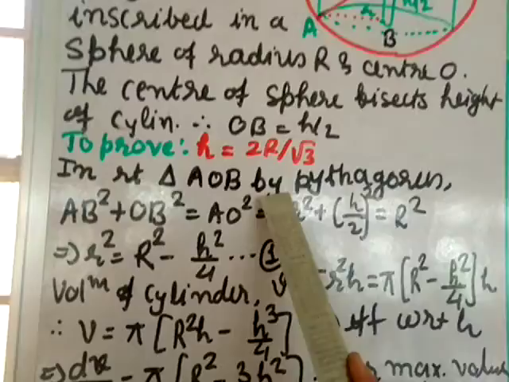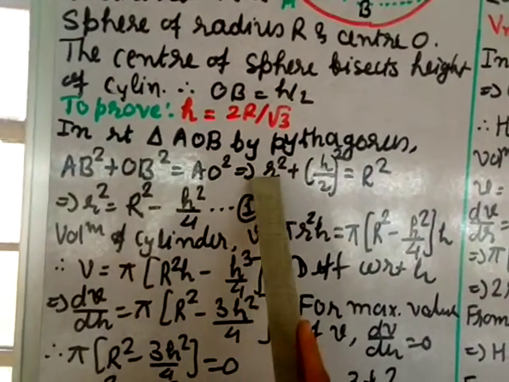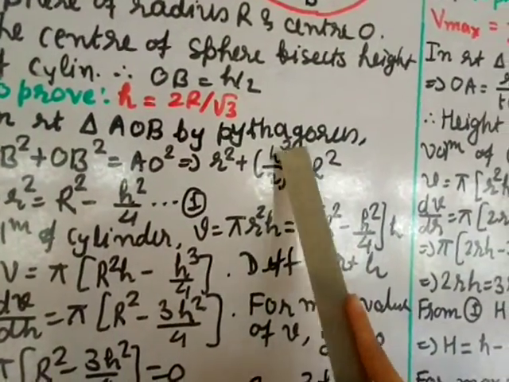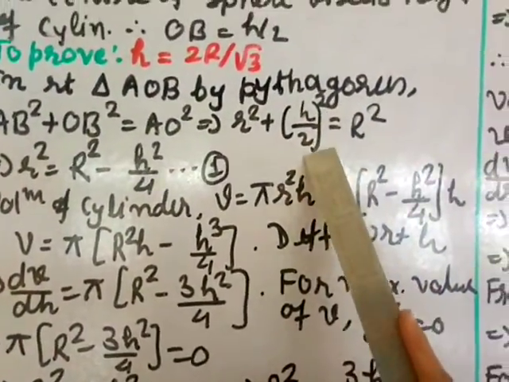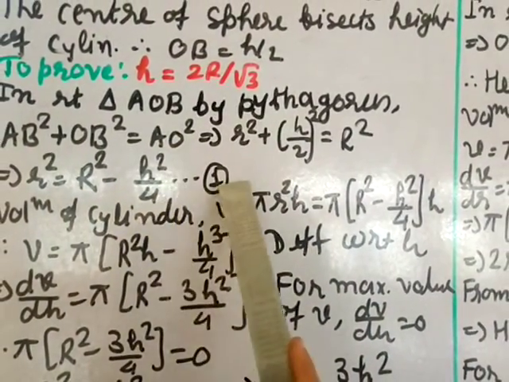In right triangle AOB, by Pythagoras, AB square plus OB square is equal to OA square. So r square plus h by 2 whole square is equal to capital R square. h by 2 square will become h square divided by 4. That you transfer here becomes negative. So r square equals R square minus h square by 4, call it number 1.